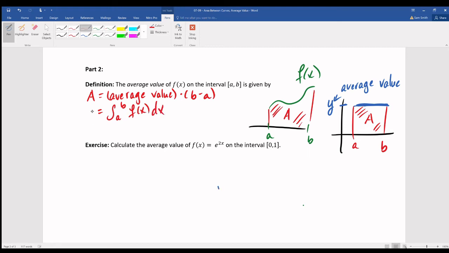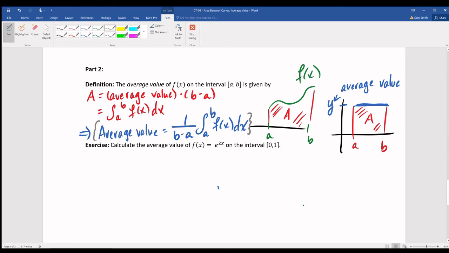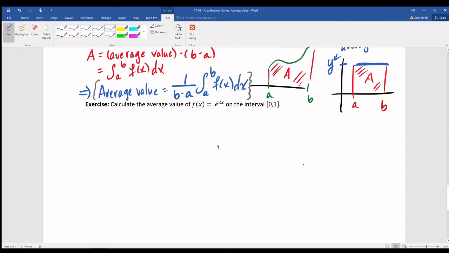Therefore, and here's the big takeaway, average value is given by 1 over b minus a times the integral from a to b of the function. This is what you want right here, this formula for the average value of a function. So let's use that formula in this next exercise.